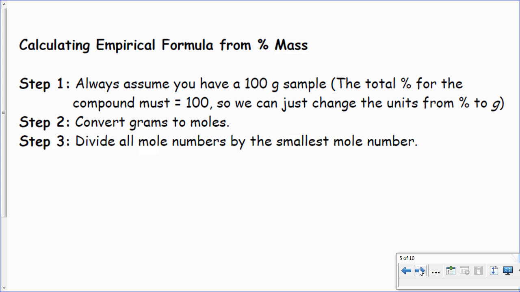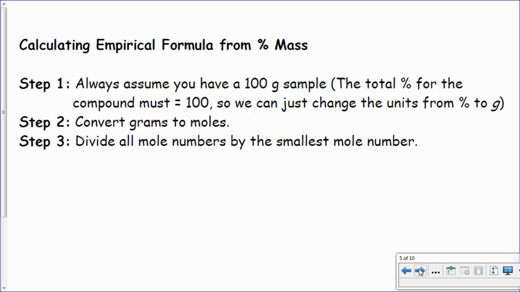Now, if you're asked to do the other thing, convert to an empirical formula from its percent mass, it's a 3-step process. First step is you always assume you have a 100-gram sample because your percentages can be turned into grams really easy by just changing the units. Then we're going to convert grams to moles using that mole conversion calculation from table T.